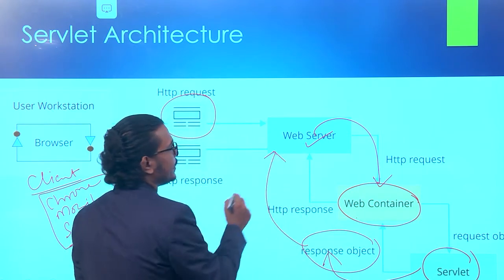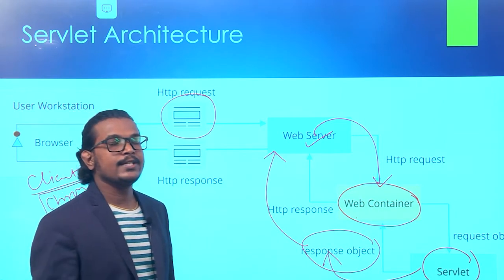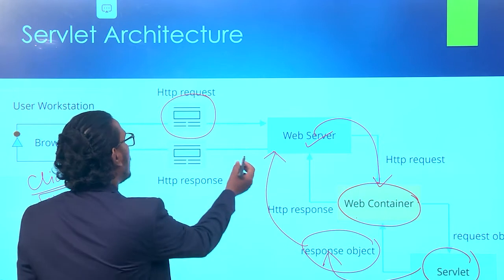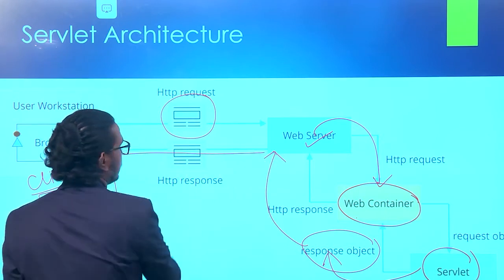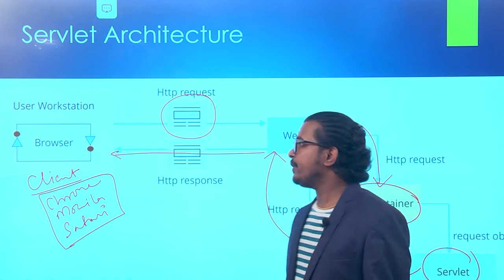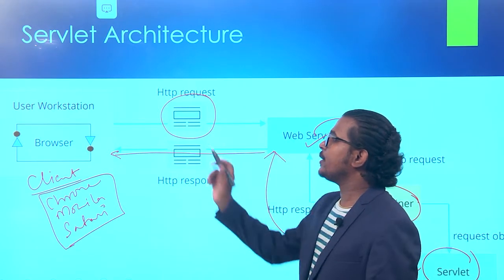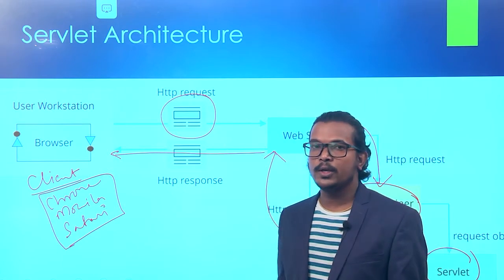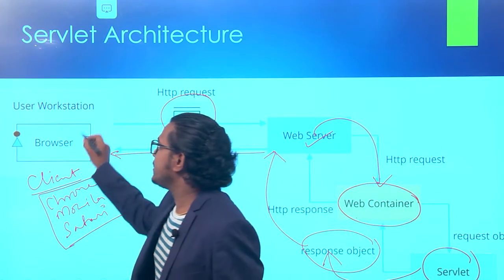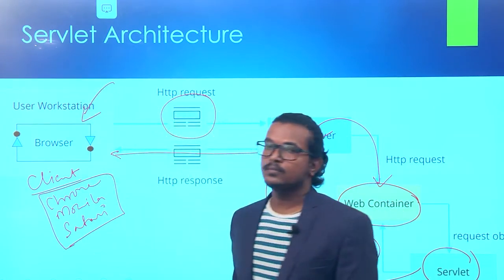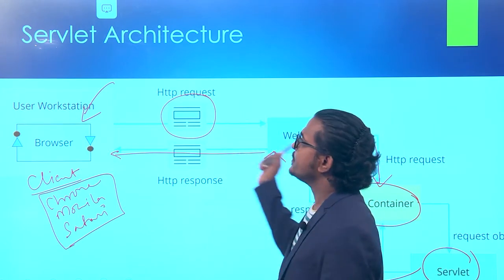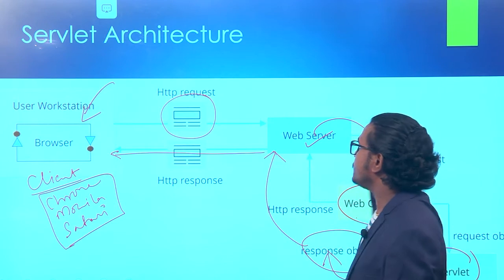Whenever the request reaches the web container, it will create an HTTP response object, and it will forward that response object to the requested client. Whenever the client receives the response from the requested server, it will open that information and display it in the client browser. So that is the procedure in a servlet. This is the entire servlet architecture.